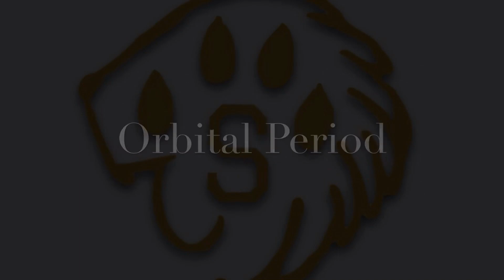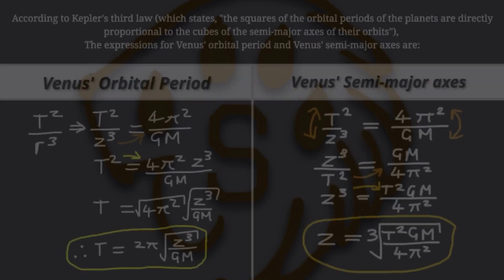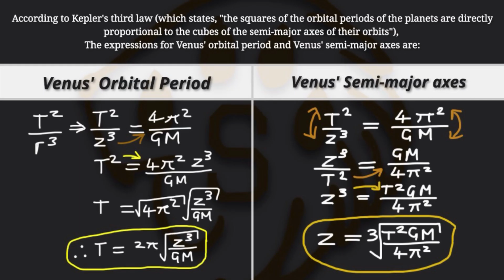Okay, so now we're looking at the orbital period of Venus. But first of all, we need to look at Kepler's third law, which states the squares of the orbital periods of the planets are directly proportional to the cubes of the semi-major axis of their orbits, as shown in the two examples there. For the orbital period and the semi-major axis, we're trying to derive the expressions for the two variables, and we see that it's T squared over R cubed. That's basically the expression explained in that law. Then the expressions for Venus' orbital period and Venus' semi-major axis are derived there.